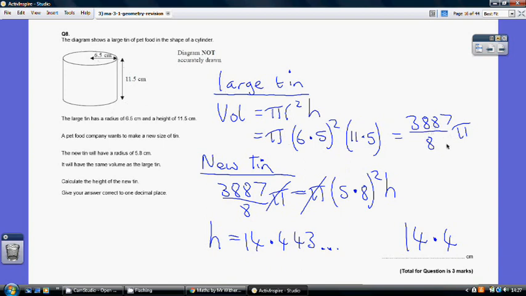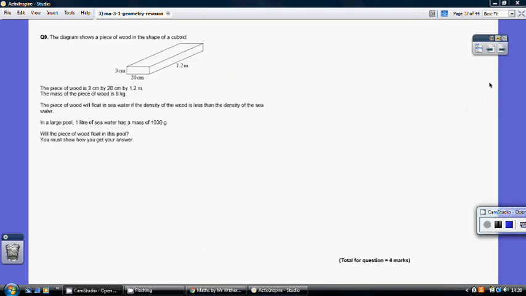over 8 pi. Now my new tin is going to have the same volume but a different radius of 5.8, and I've been asked to work out the height of the new tin. So the volume is still 3887 over 8 pi, and that equals pi times my new radius of 5.8 squared times my unknown height. Now I can cancel out those pi's, and then what I've done, I've just divided both sides by 5.8 squared to work out h. So to get this, I did 3,887 over 8.